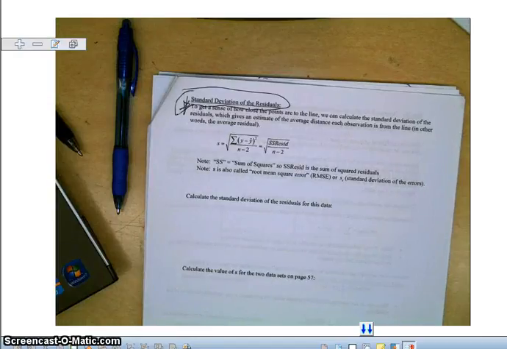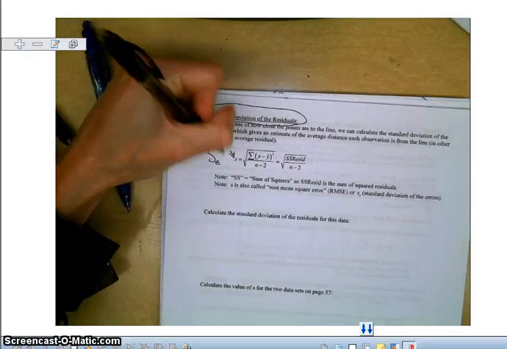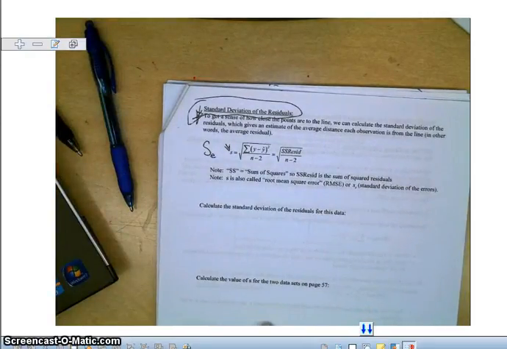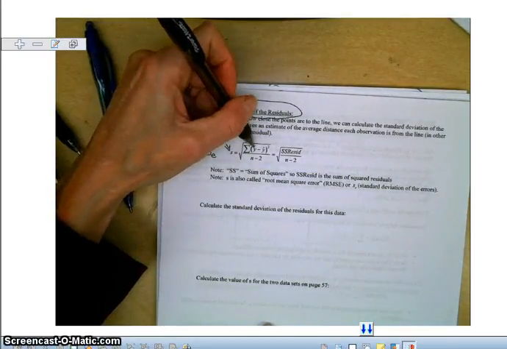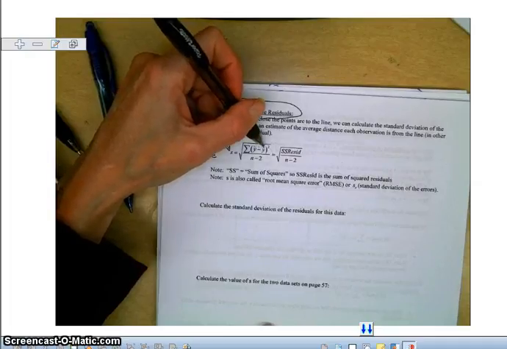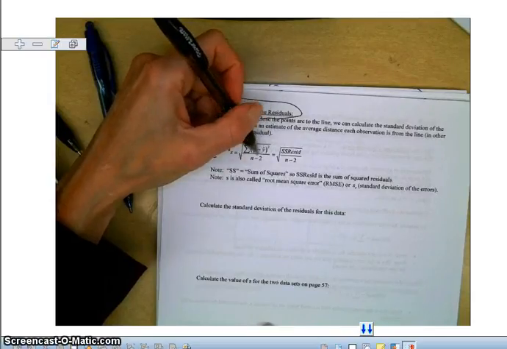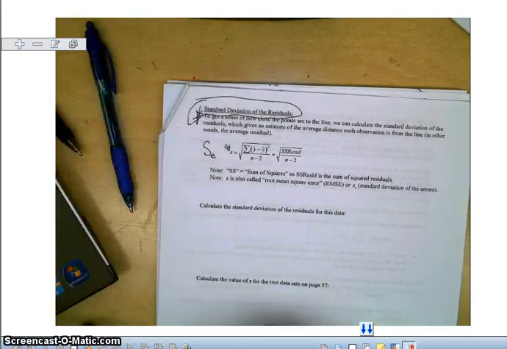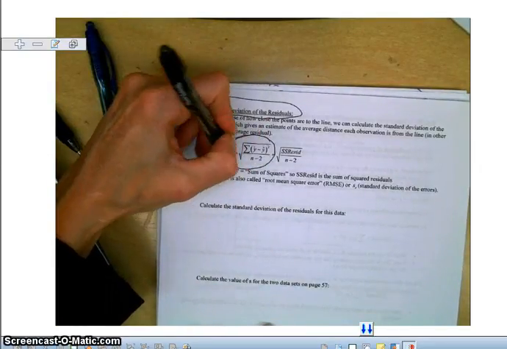The standard deviation of the residuals, the little variable we use is S, or S sub E. And that formula is the square root of the sum of every observed y minus every predicted y, squared. In other words, every residual, y minus y hat, squared, divided by n minus 2, and then square root it. So we're going to learn the process to calculate this.